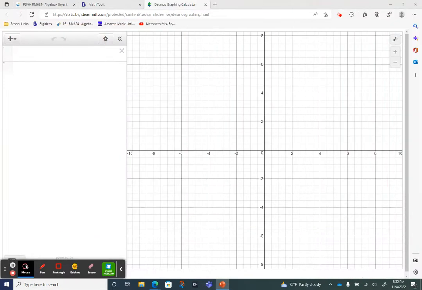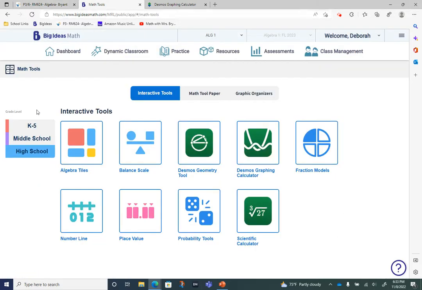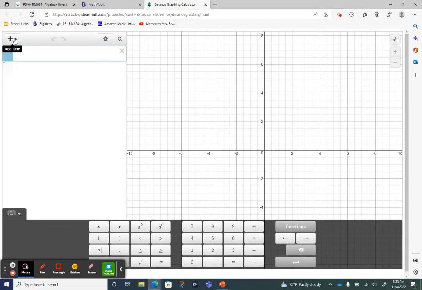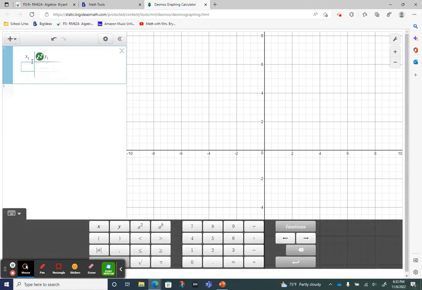So I'm going to pull this over onto my other screen, and I have pulled up from Canvas. I've clicked on Big Ideas Math and gone to the math tools. The math tools have several different things that you can use, but this one right here, Desmos Graphing Calculator, is the one I'm going to be using. So we're going to put in a table. So I'm just clicking this plus right here and clicking table.